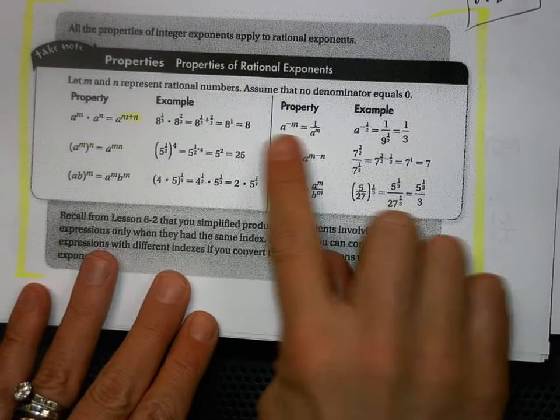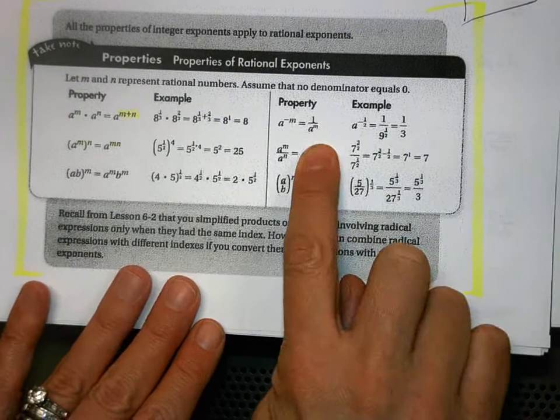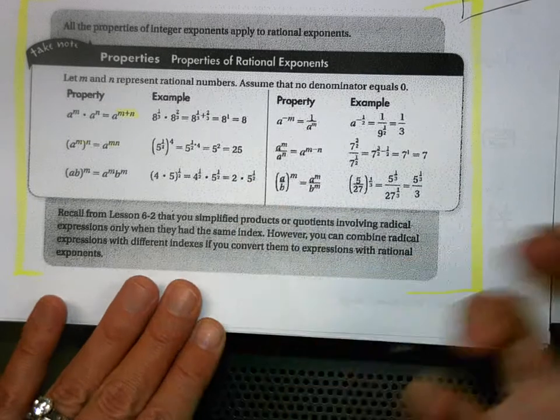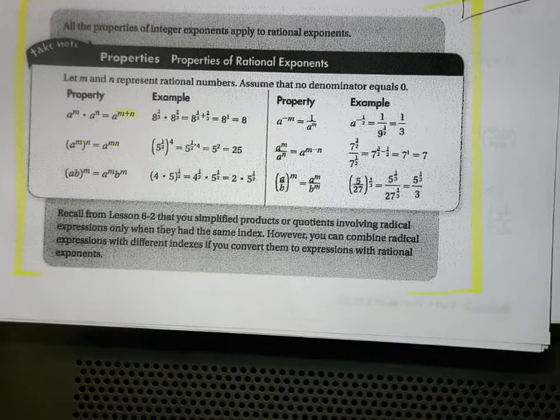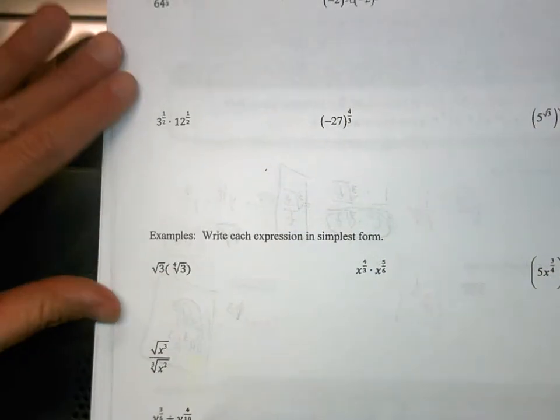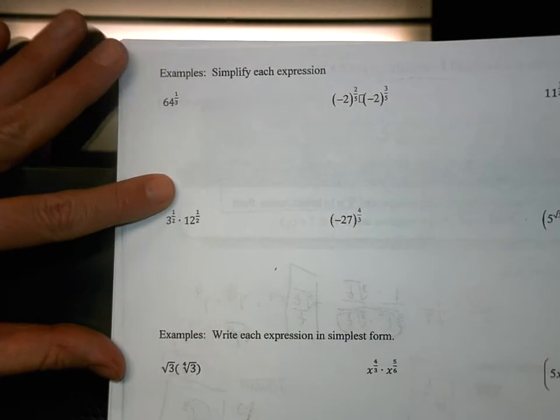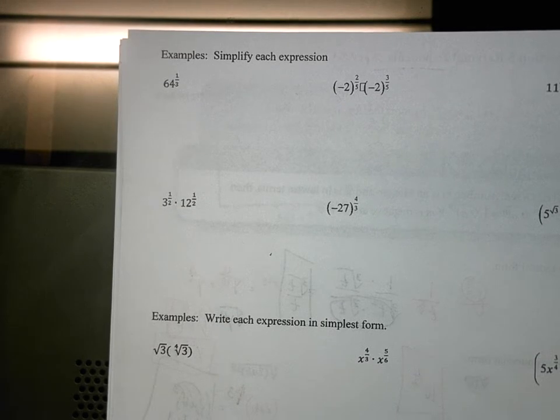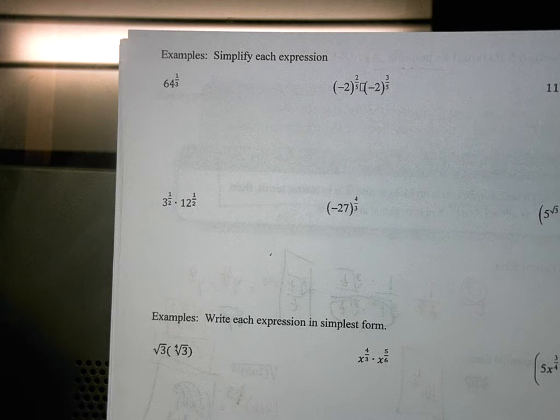Okay, if you have a negative exponent, change sides. And then if you have the same base and it's dividing, you can just subtract the exponents. We're all good with this? Okay. So here we are just simplifying multiple problems. I noticed that there are some errors here, but we'll figure it out.